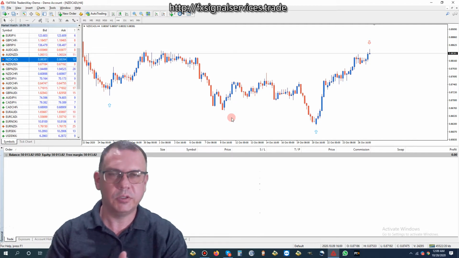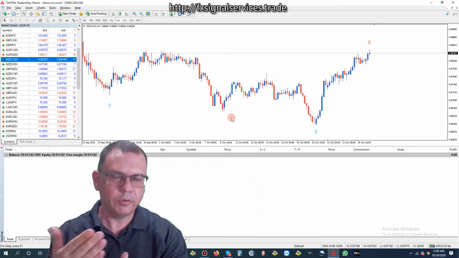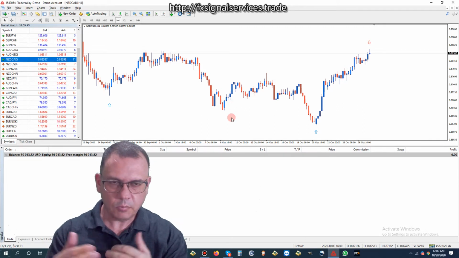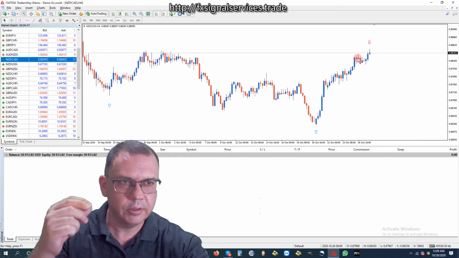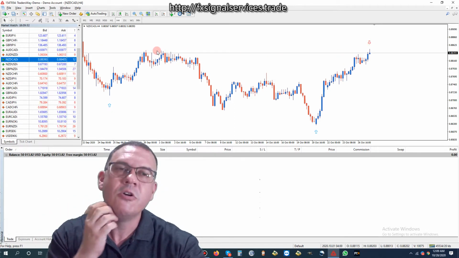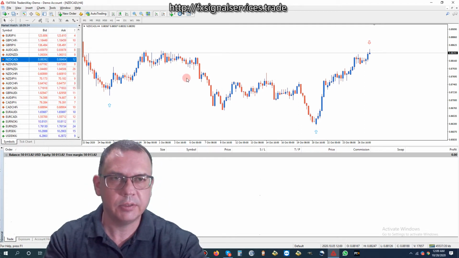The signal I decided to share is for NZDCAD, New Zealand dollar versus the Canadian dollar. If we look right here on the 4-hour chart, we have a very solid signal to sell, and we see this arrow here developed after hitting the same level of resistance that it hit before. So that's the reason why we have a signal there.